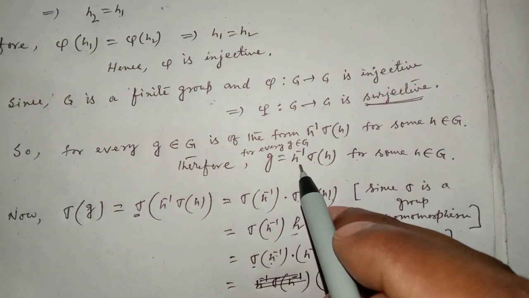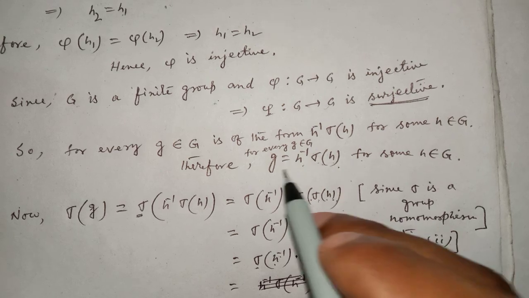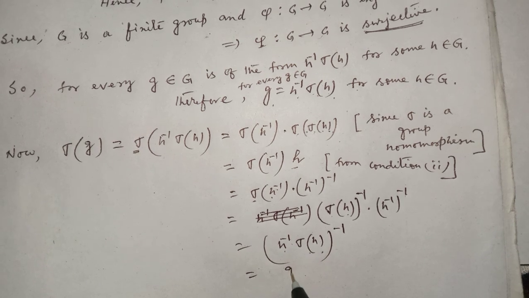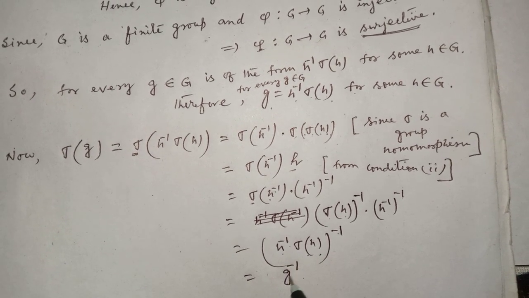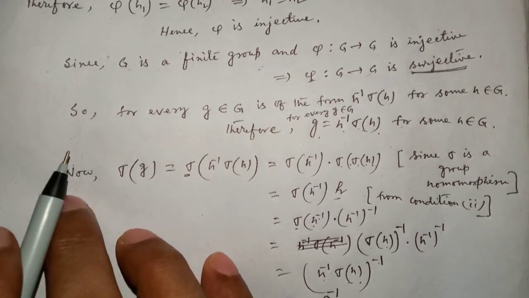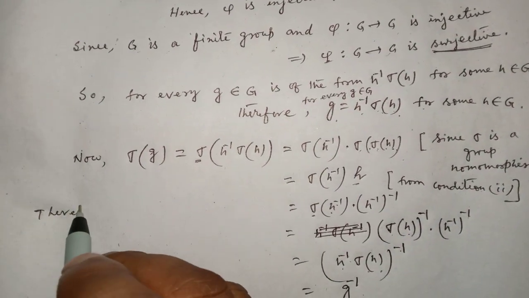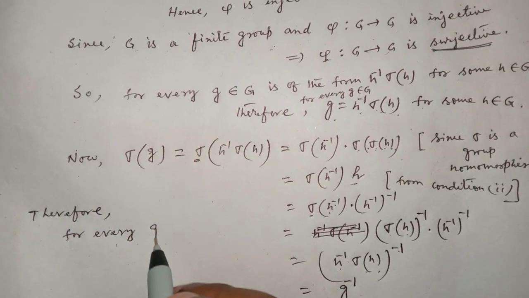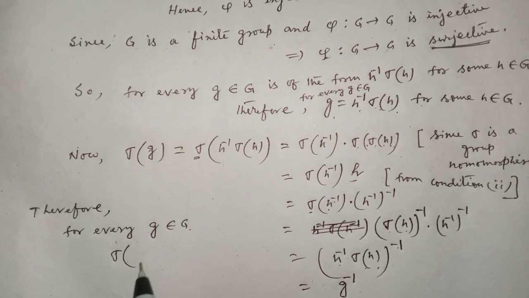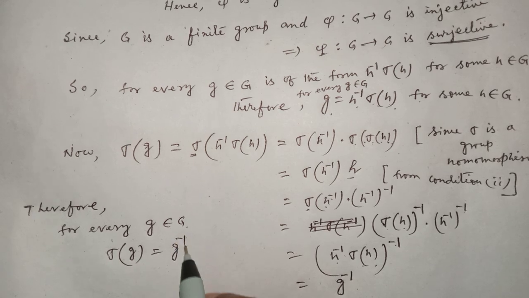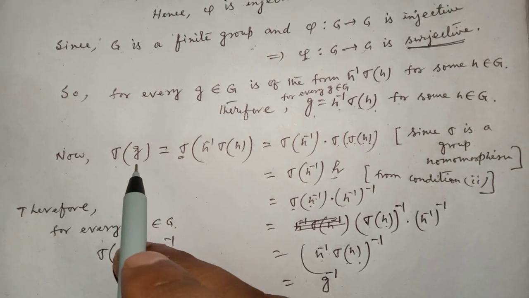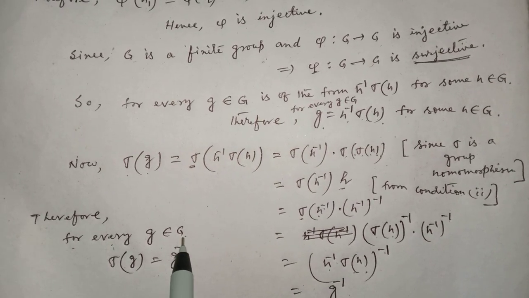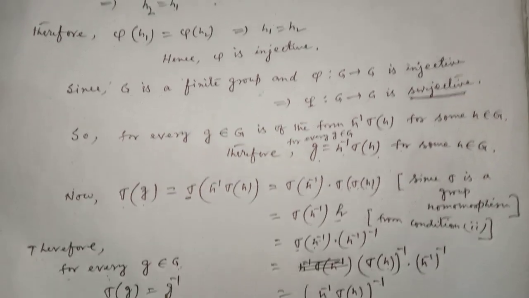From here, h inverse sigma h is equal to g, so we put h inverse sigma h is equal to g inverse. Therefore for every g belonging to the group G, sigma of g is equal to g inverse.